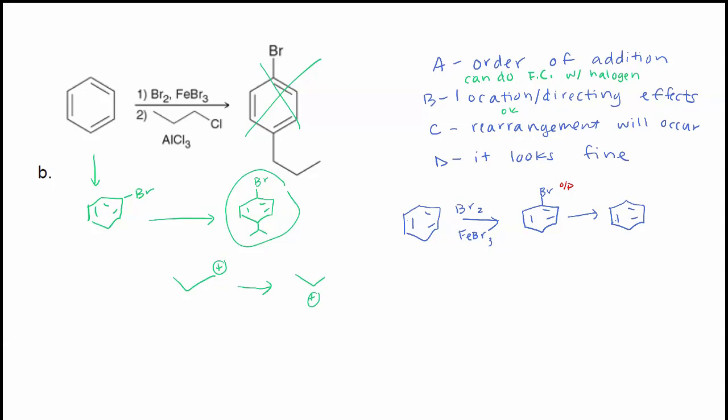And so when we add our group to avoid the rearrangement, we're going to add the chlorine there with the acyl group. So 3 carbons. And then we can do the zinc amalgam to reduce. And we can also do this with the acyl group first, with the 3 carbons.